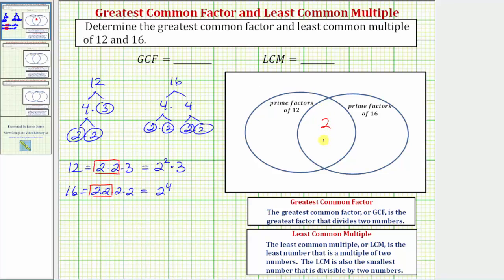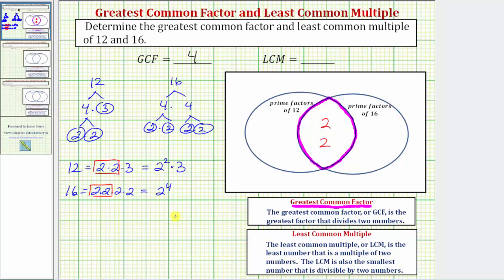So we'll put two 2's here, and by recognizing the prime factors that 12 and 16 have in common, we're determining the greatest common factor, where the greatest common factor, or GCF, is the greatest factor that divides the two numbers. So we can always find the greatest common factor by determining the prime factors the two numbers have in common, which would be again in the intersection of the two sets containing the prime factors. So the greatest common factor is 2 times 2, which equals 4. 4 is the greatest factor that divides both 12 and 16.